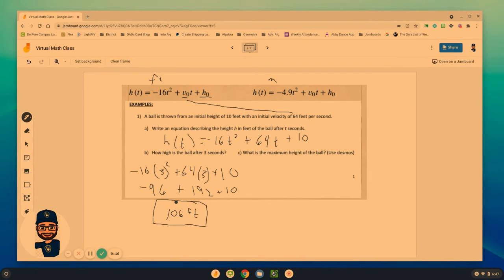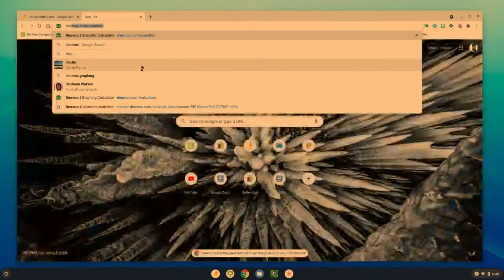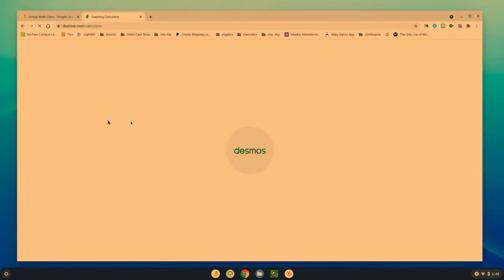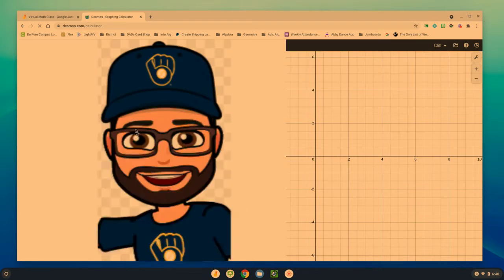Okay, above the ground. Now the last question asks, what is the maximum height of the ball? And if you remember from what we just did, the maximum height occurs at the vertex of this parabola, which means we have to go to Desmos. All right. That's why we graphed and talked a lot about looking at information here on Desmos.